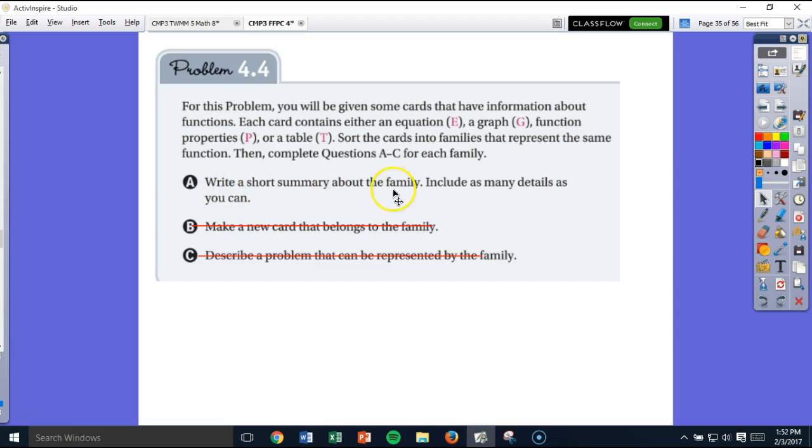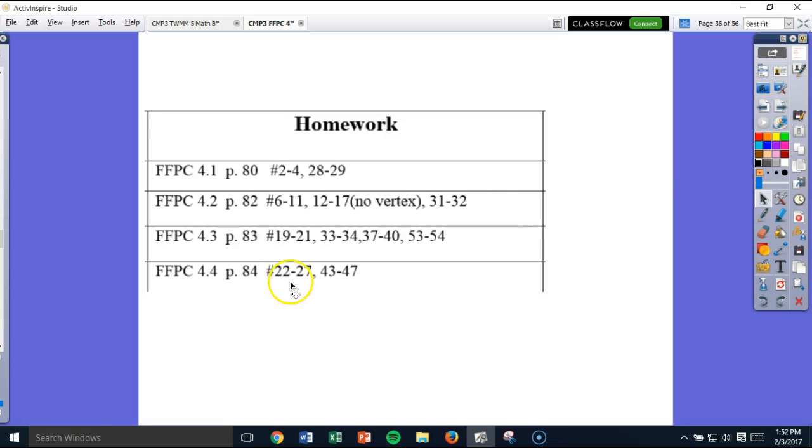And then at the end, write a short summary about the family, include as many details as you can. And that's it. Just a little quick assessment on if we're able to recognize everything we've gone over so far this year. Again, ACES 22 through 27 and 43 through 47. Look forward to your questions and comments in class.